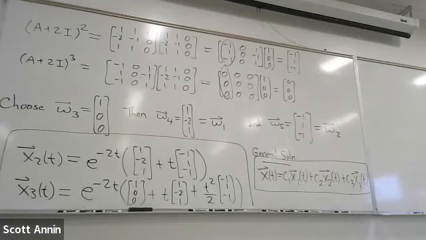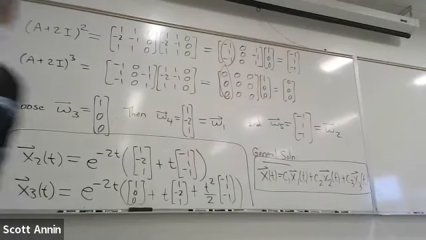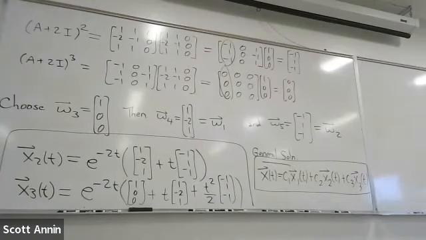So this is an example of the super defective linear system. This is what happens in a super defective case. Any questions on it? Does it make sense?